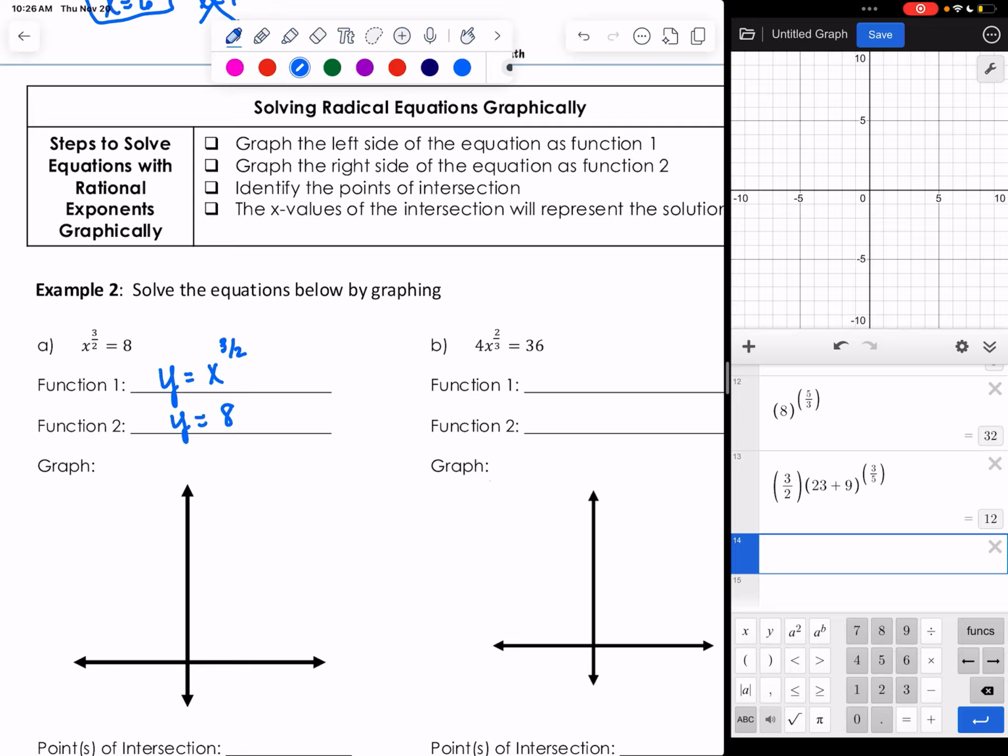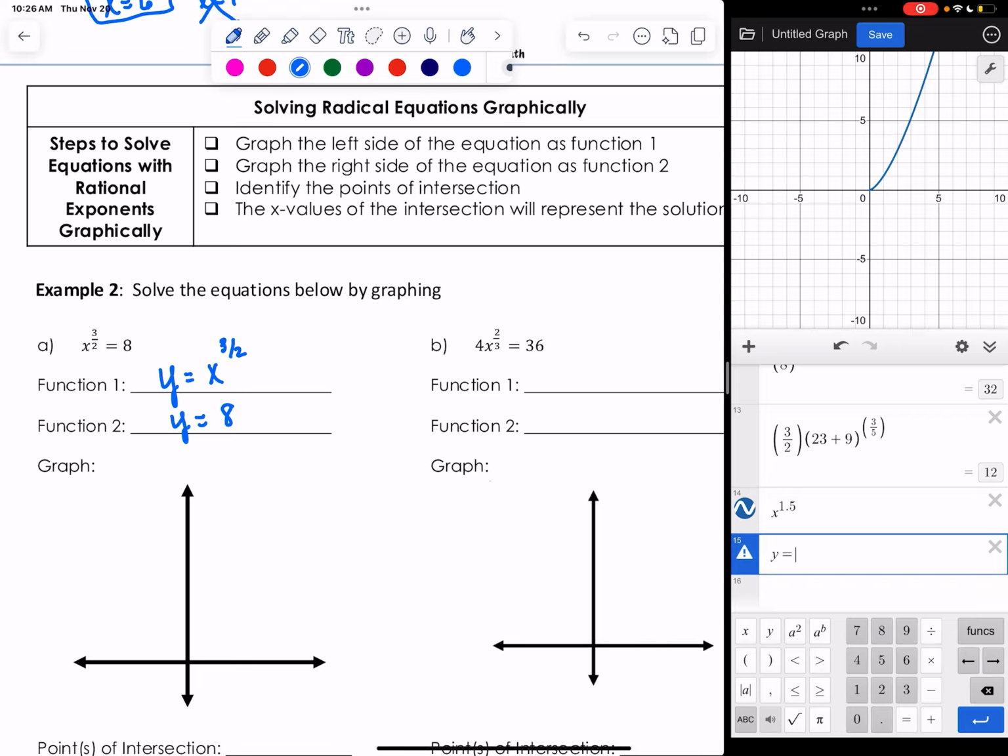All right, so I'm going to come to a graphing calculator, and I'll type in my first function, x raised to, now 3 over 2 is the same thing as 1.5, so just to save time, I'll just put this in as x to the 1.5 power. So that's on line 1. Now, go to a different line, line 2, and type in y equals 8.